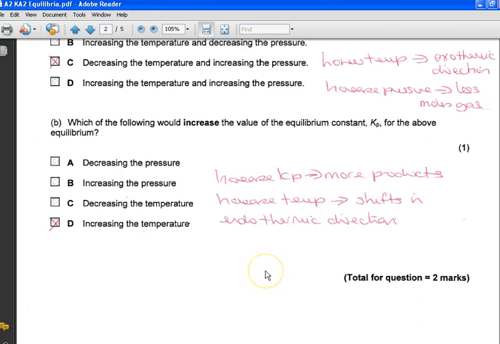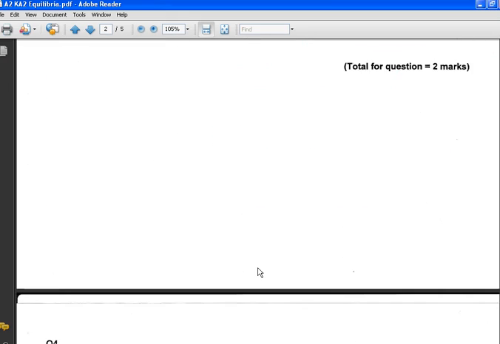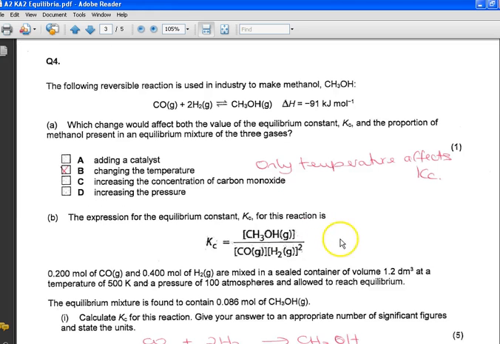Which of the following is going to increase the value of the equilibrium constant? Well, the only thing that increases the value of the equilibrium constant is going to be the change in temperature. And then this one again, only temperature affects Kc, so it's got to be B.